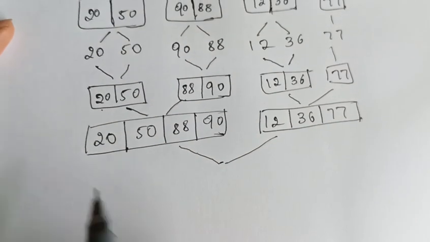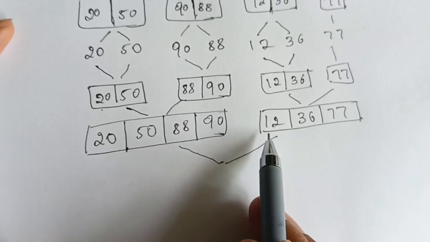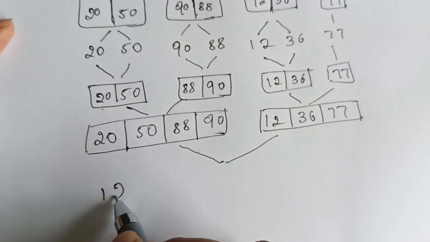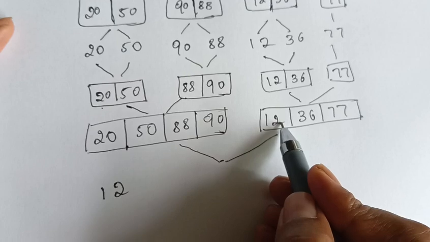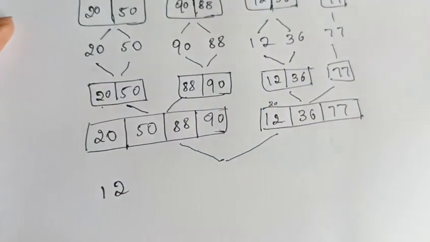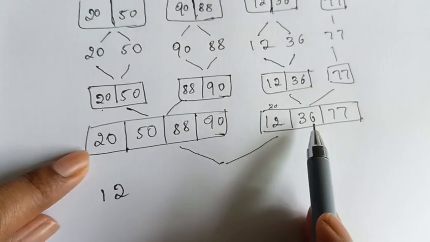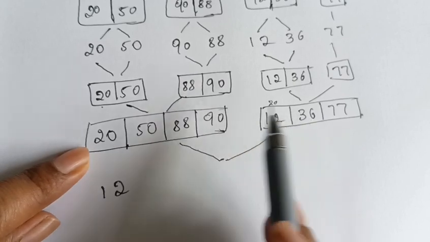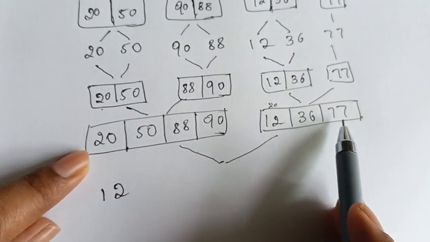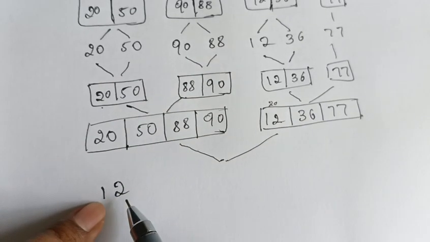Again, is 20 less than 12? No, condition is false. What we have to do? Swap. 12 comes here, 20 goes here. I have written this 12 here and 20 will be over here. Now I have to just check with this 12. Is 12 less than 36? No. Is 12 less than 77? No. So, no need to swap. I'll keep 12 here.